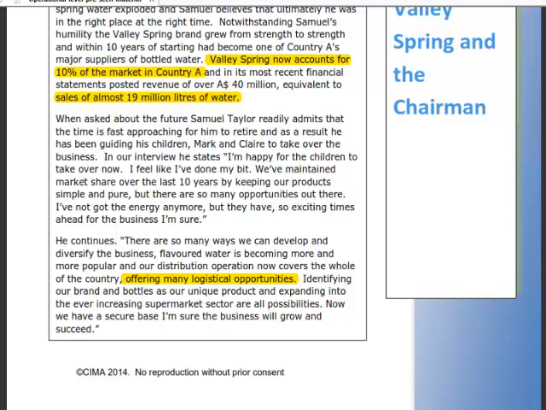Now we need to just check that number. Is that consistent with what we've seen? The amount of $40 million rings a bell, because we've been given that in the profit and loss account, and 40.56 is the amount. But 19 million litres of water, does this stack up with our costing budget that we just looked at? Down here we've got this thing offering many logistic opportunities.